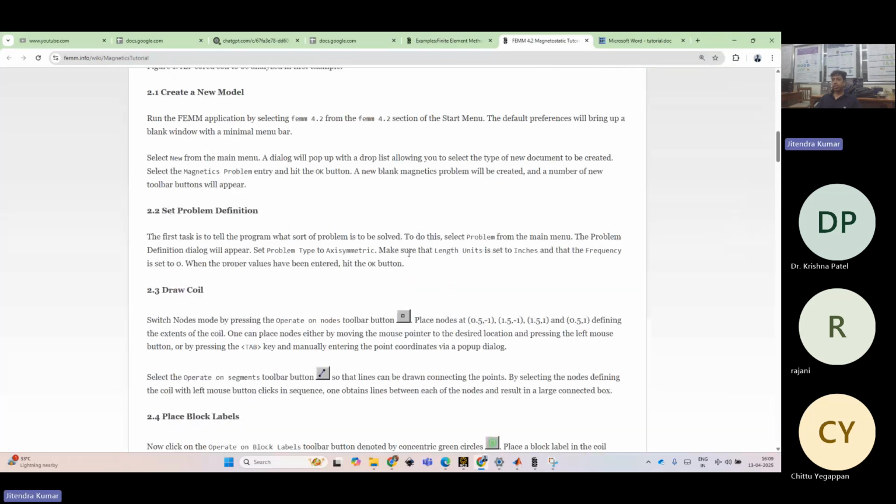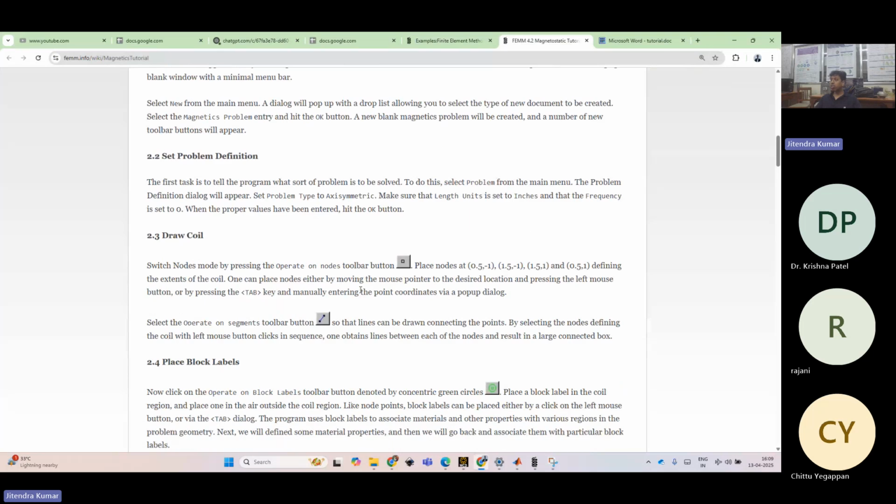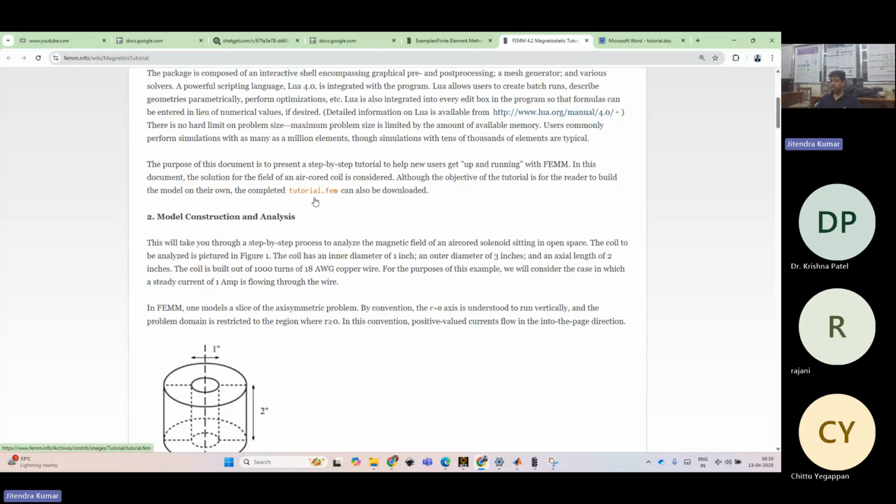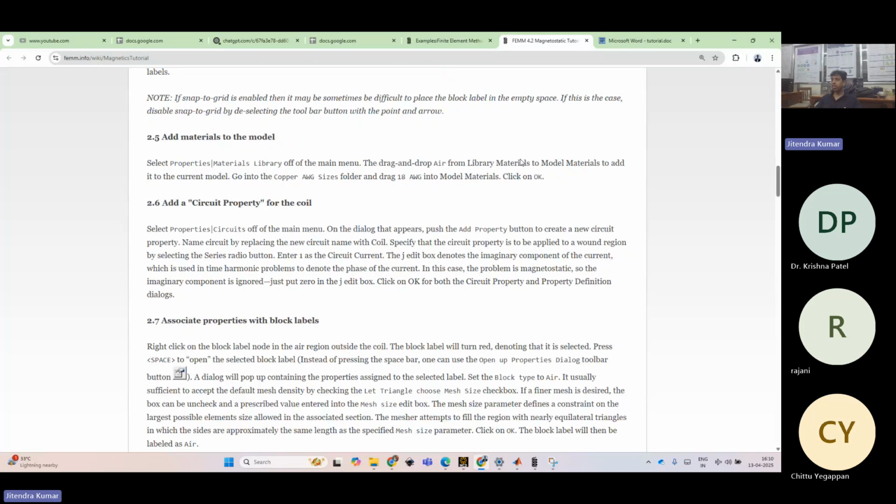So the first task is to tell the program what sort of problem is to be solved, right? So select problem from the main menu. Problem definition will occur. Now, how to draw something here? Switch to nodes mode by pressing the operator nodes toolbar. Here the complete tutorial for FEMM could be downloaded. So these are the tutorials. I am just referring to this website. You could go through and look at each property step by step, right?